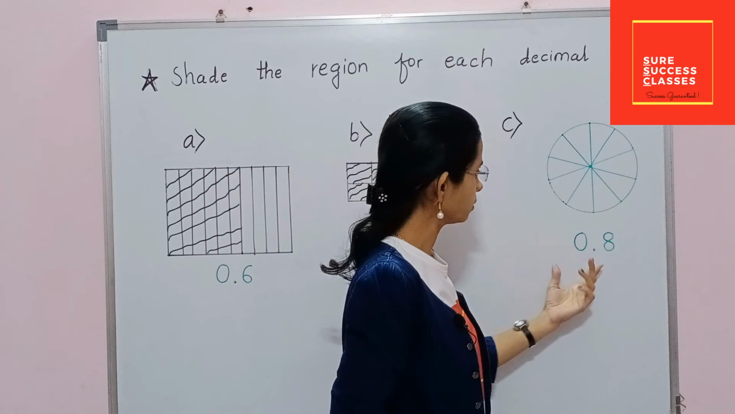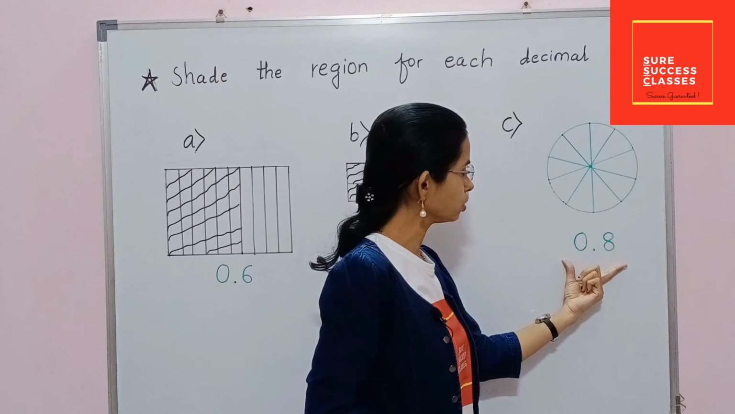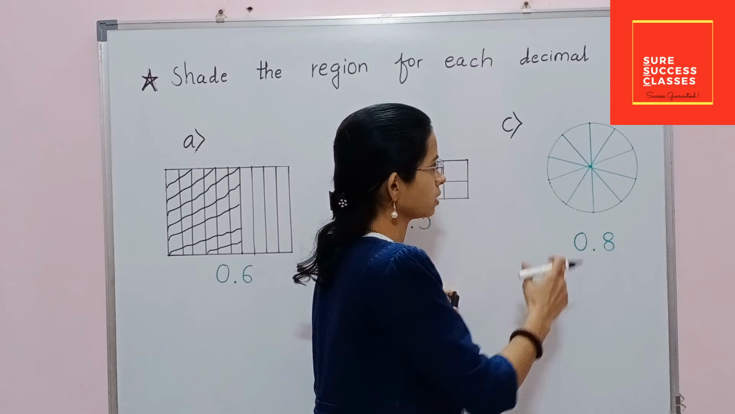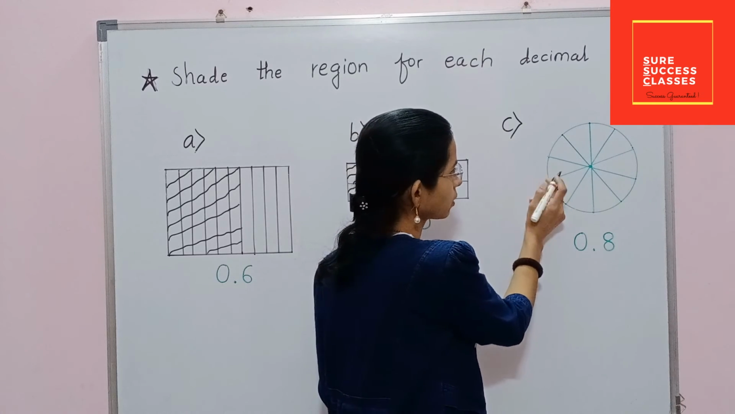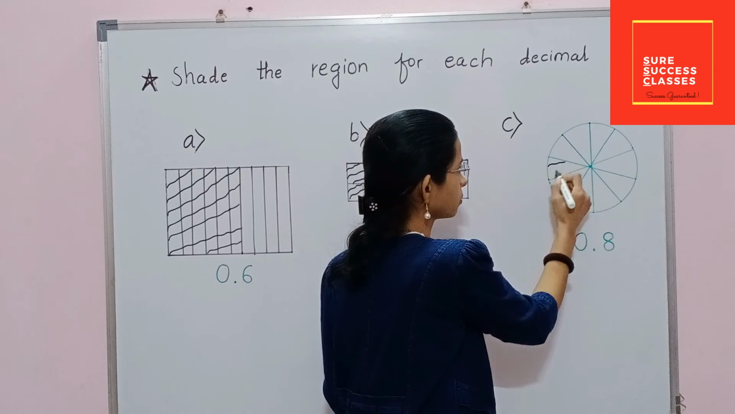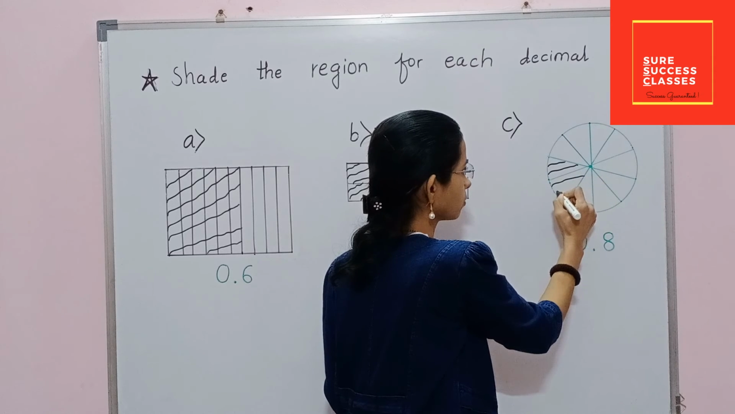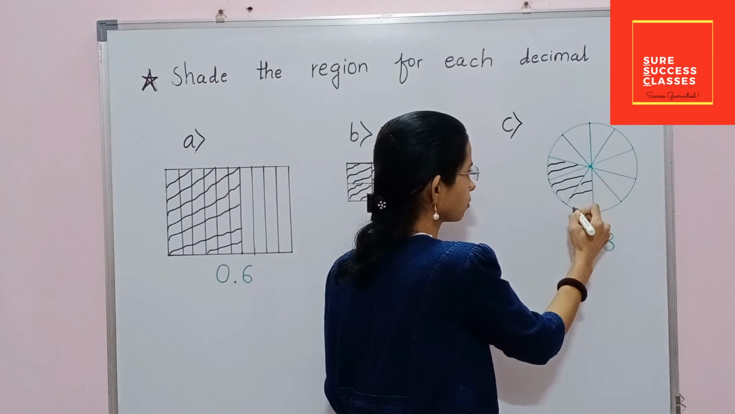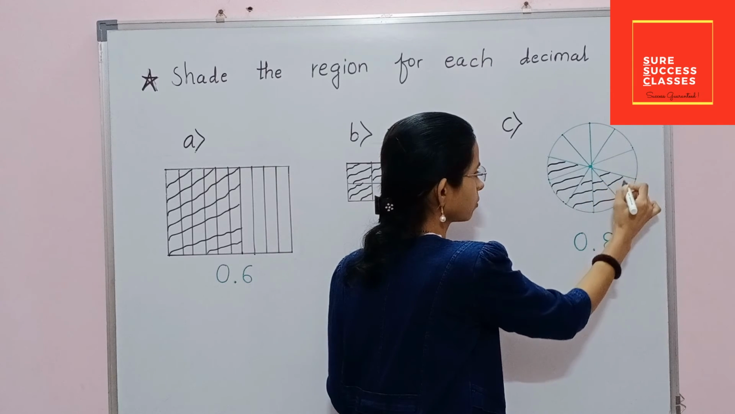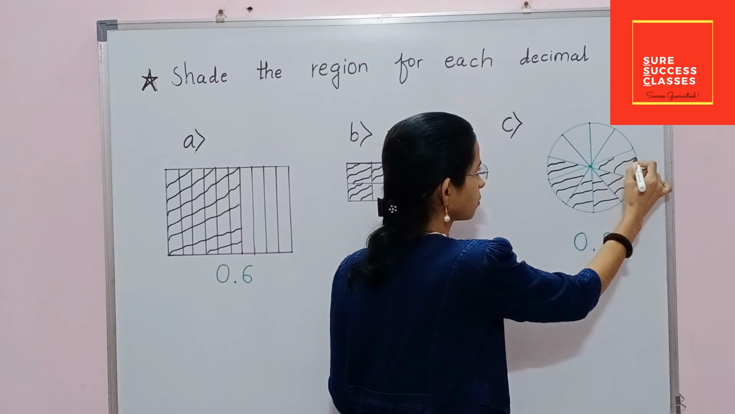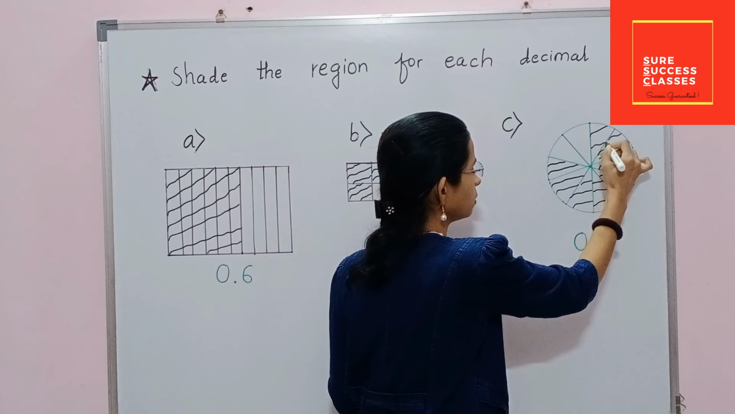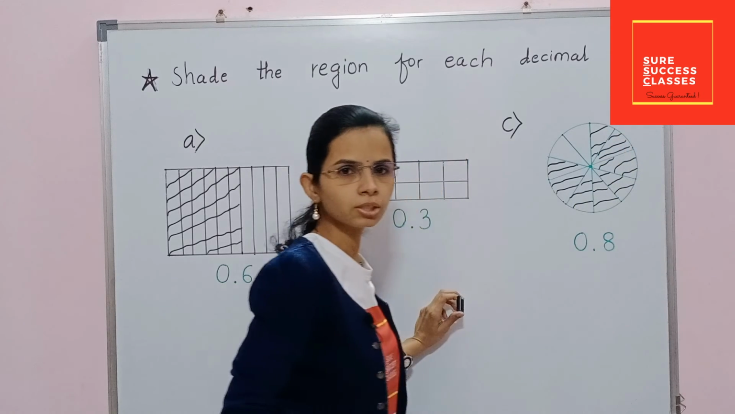Another figure is this one. Here the decimal given is 0.8, means out of 10 parts we have to shade 8 parts. We will start from here. 1, 2, 3, 4, 5, 6, 7, 8. This shaded part represents the decimal 0.8.